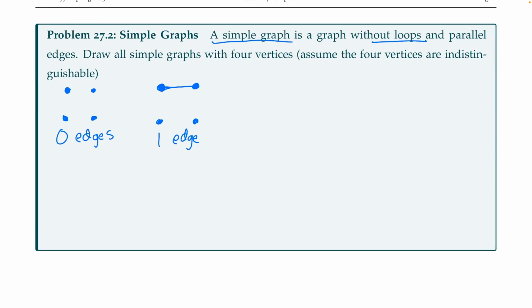Okay, two edges. This is where it starts to get a little bit more interesting. So this is an example of one with two edges. There's only one other case, which I'll draw like this. Okay, so why are these different? Well, we can think about the degree of these vertices as one indication as to why they're different, right? So this graph has a vertex of degree 2, and it has two vertices of degree 1. So 2, 1, 1. It also has one of degree 0.